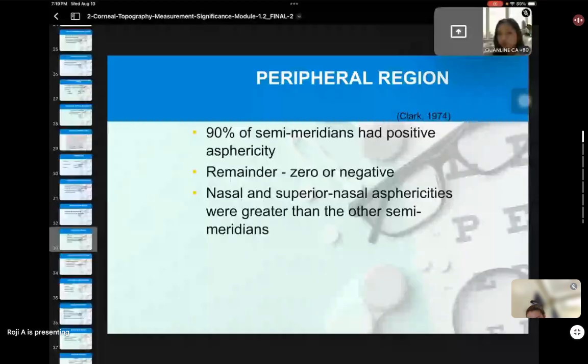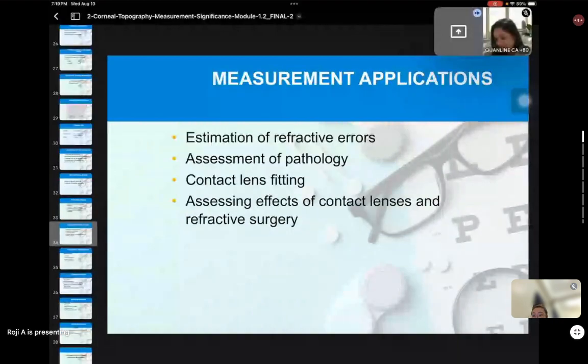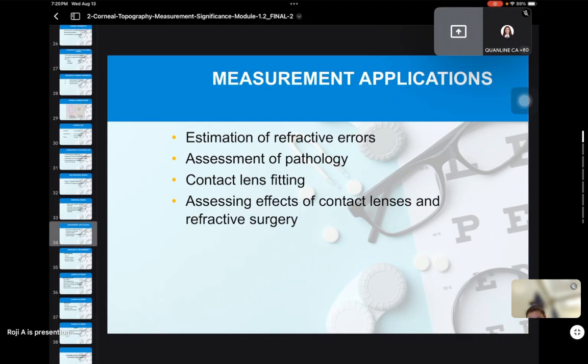Measurement applications: estimation of refractive error, assessment of pathology, contact lens fitting, assessing effects of contact lenses, and refractive surgery. So, meaning to say, this should have been your answer, Randall, when I asked you why you have to understand the cornea, the amount of flattening, the eccentricity value. Why do you need to understand that? Because I need to get the right measurement for contact lens fitting, correct? I need to have an estimation of the refractive error. Why? Can someone explain that to me?